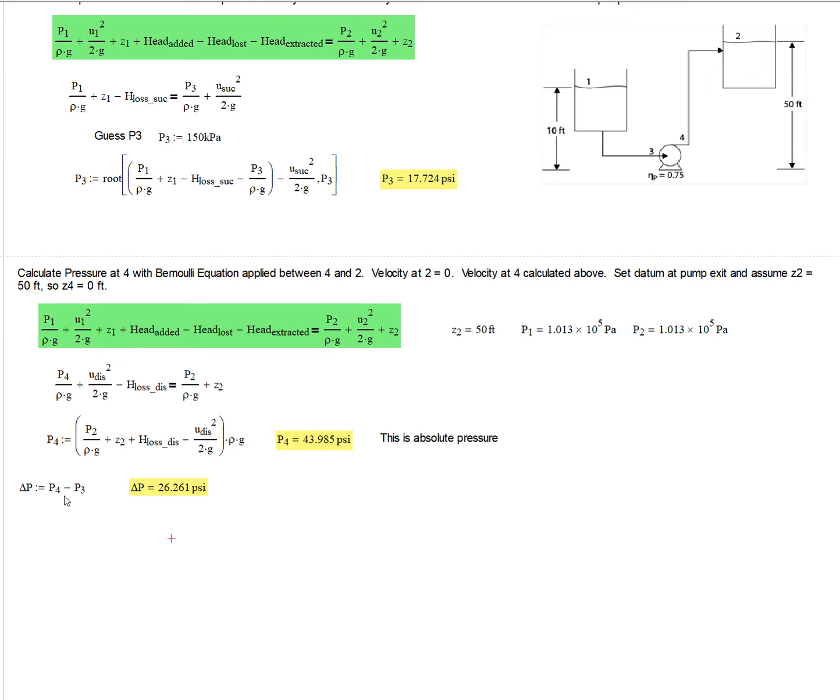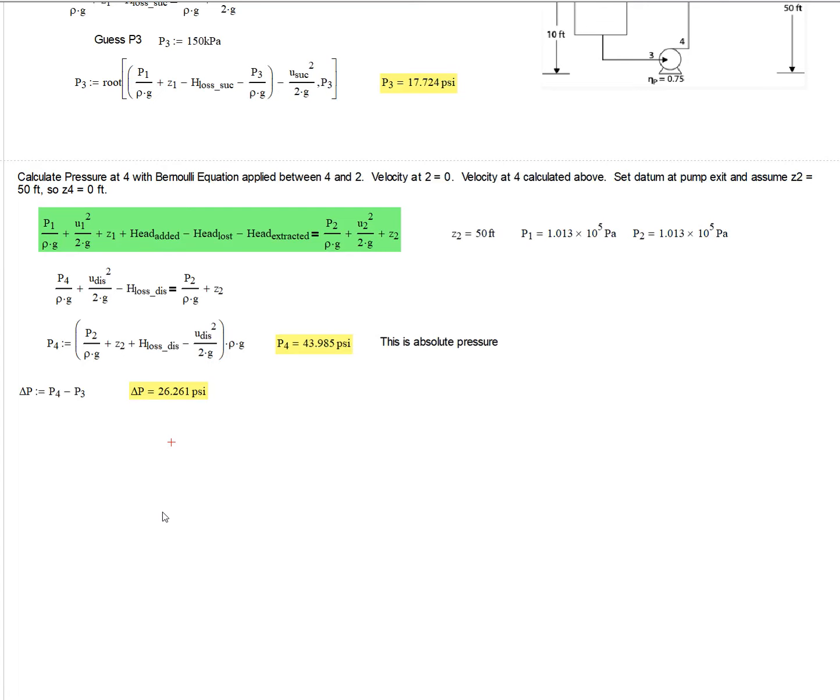So we now have P4. We have P3. We can calculate our pressure drop, or pressure increase, I should say, across the pump, and that is 22.26 psi.